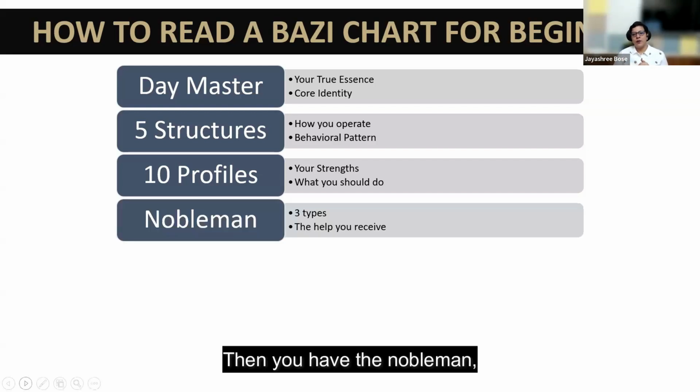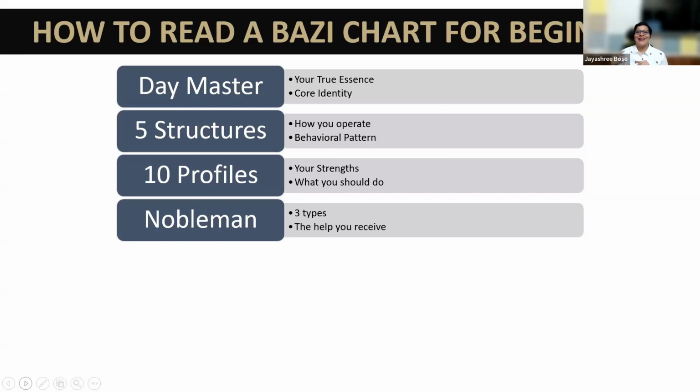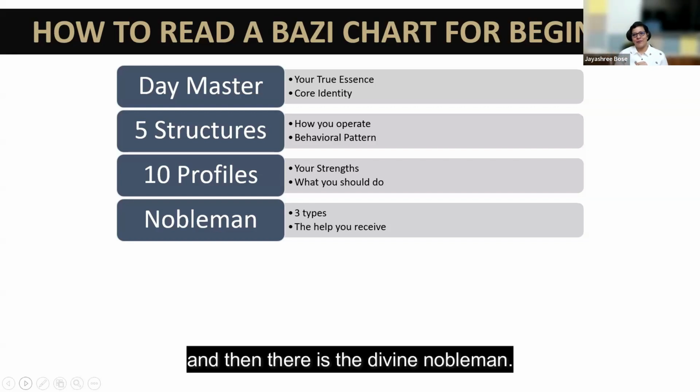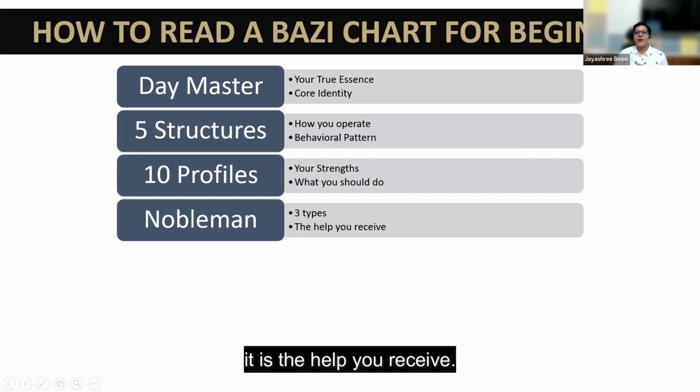Then you have the nobleman. There are 3 kinds of nobleman. The vanilla flavored nobleman, as I call it. Then there is the tidy nobleman. And then there is the divine nobleman. Now, the 3 noblemen have 3 different meanings, but it is the help you receive.